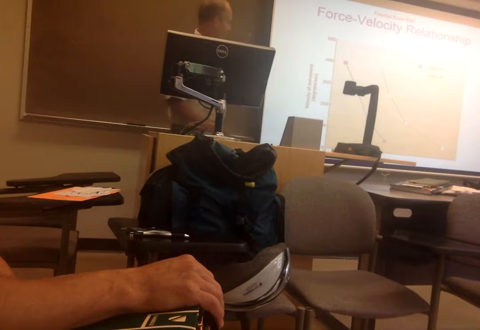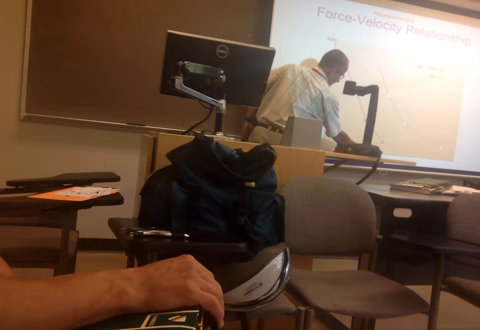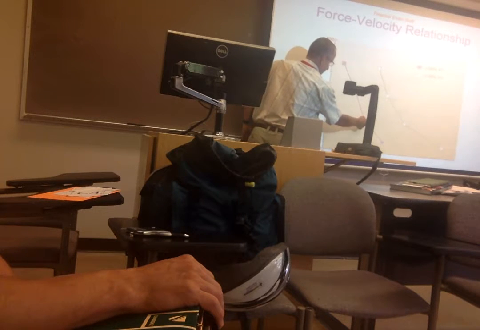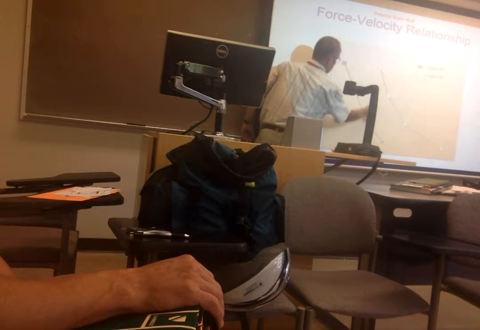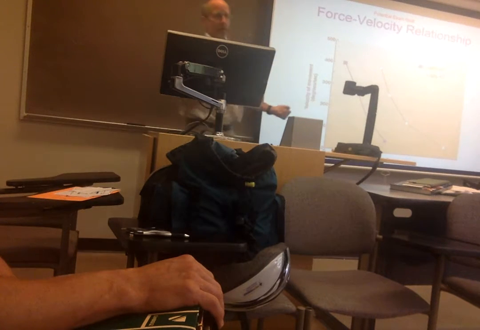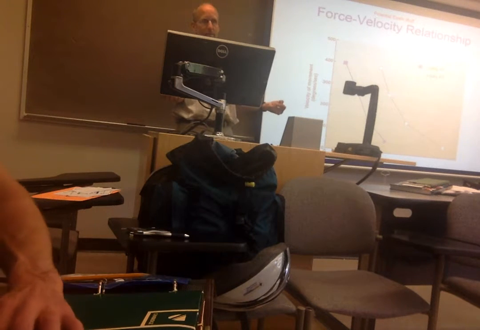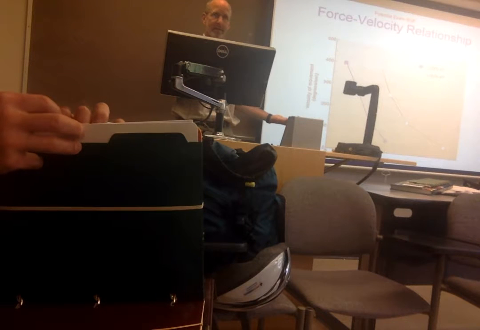So let's look at it. At any given force, let's say we use this force right here. Well, at this force, here's how fast I am if I'm slow twitch. At this force, here's how fast I am if I'm fast twitch. It's just saying that if you give a fast twitch muscle a 2-pound weight, it's going to go faster than a slow twitch. That's what it's saying.